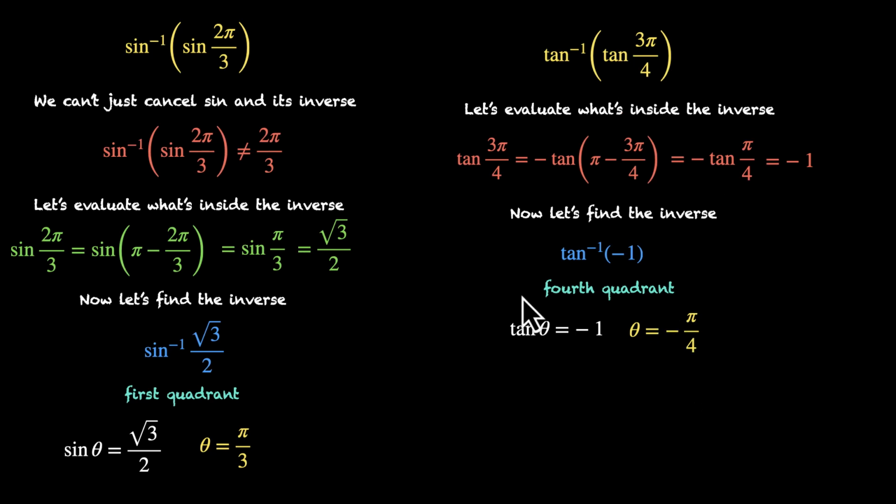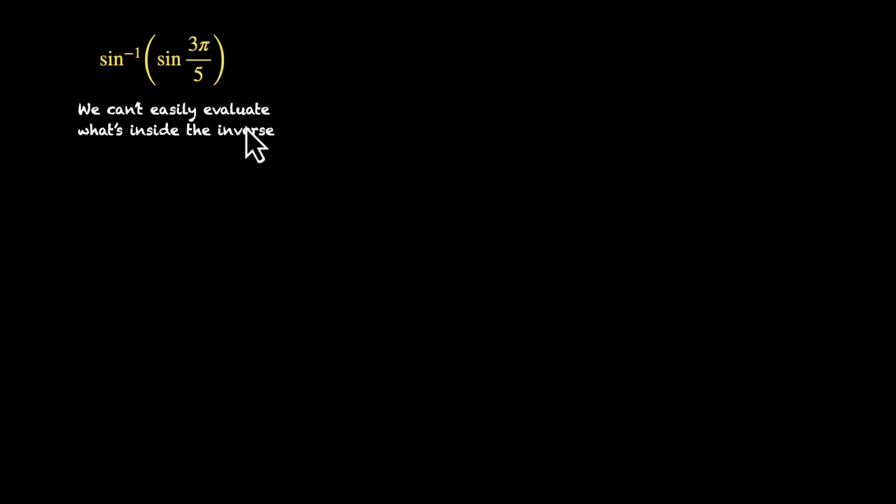Now in these two problems, we were able to figure out what was inside the inverse function. We could figure out the values of sine 2 pi by 3 and tan 3 pi by 4. What will we do in a scenario where we can't figure this out? Here's the problem. Sine inverse sine of 3 pi by 5. Now 3 pi by 5 is not a common angle. We can't easily evaluate what's inside the inverse. What should we do here? Pause the video, think about it.